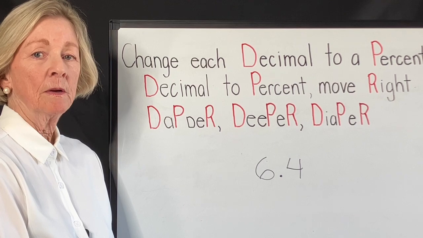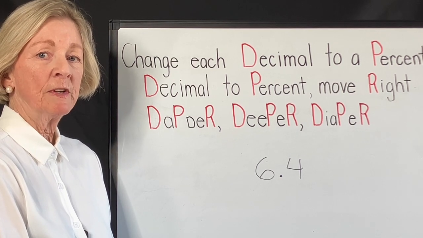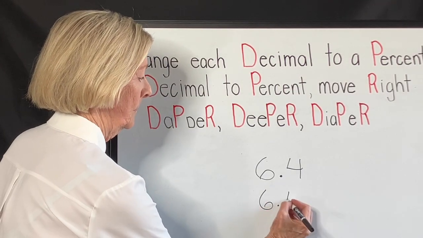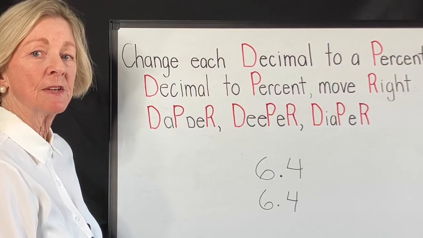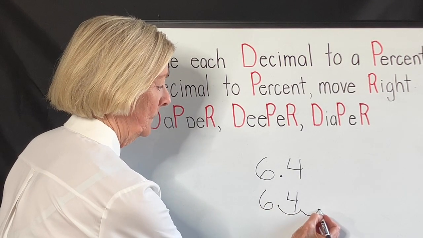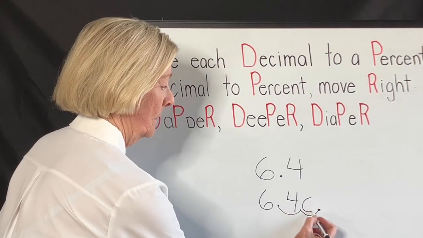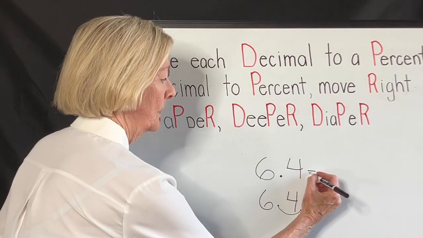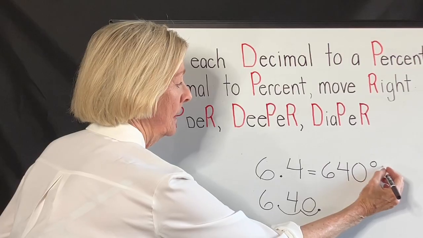Let's look at another one. Now we have 6.4. We already have a decimal point, so we don't have to add one. We can go ahead and move our decimal point 2 places to the right, and fill in any gaps with zeros. So 6.4 equals 640%.